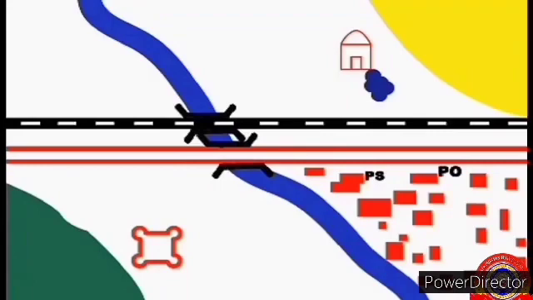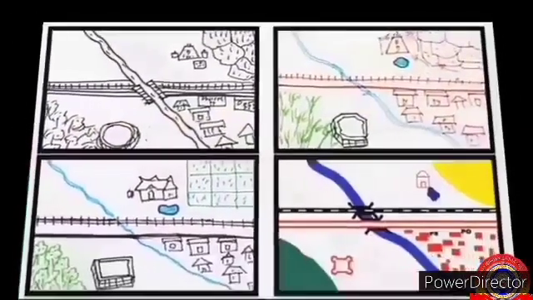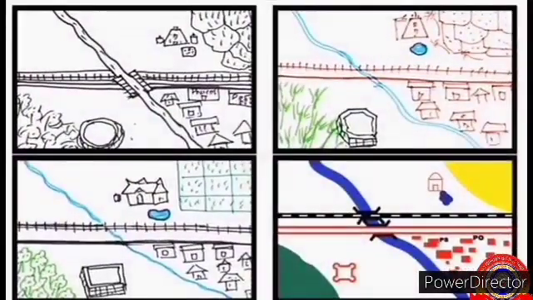Students, look at the map. It has been prepared based on the earlier description using conventional signs and symbols. Here are the 4 maps. The first 3 maps are prepared by the 3 students and the 4th one using conventional signs and symbols. There are differences in the 4 maps. To avoid these differences, we use conventional signs and symbols.